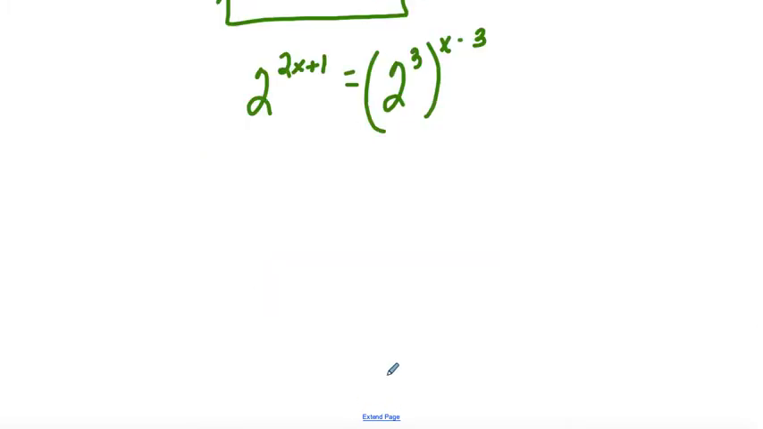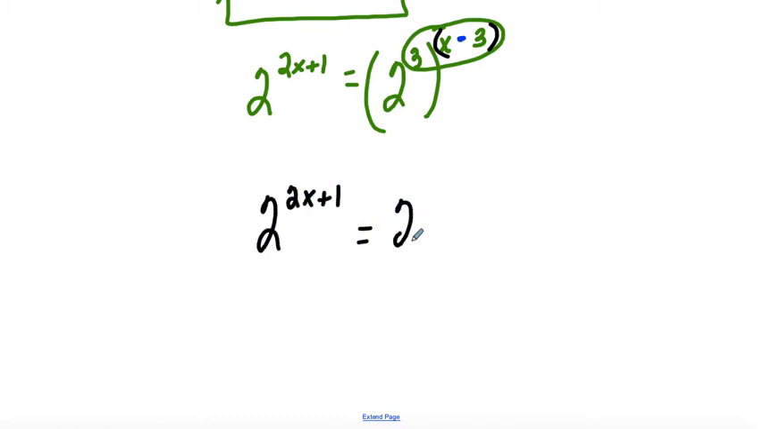So then, we would have a power to a power, so we have to multiply the exponents. Now, x minus 3 is an expression, so think of it as having parentheses around it. So now we have to distribute the 3, giving us 2 to the 3x minus 9.